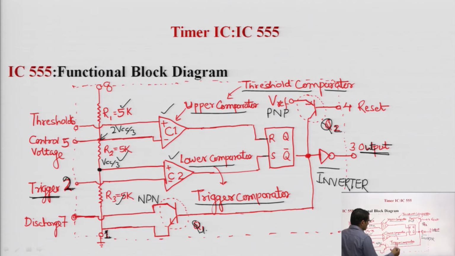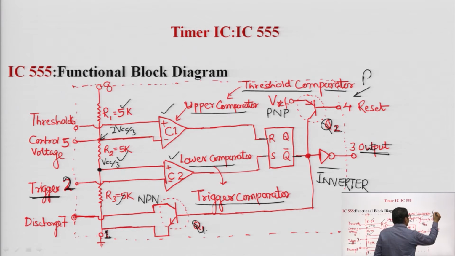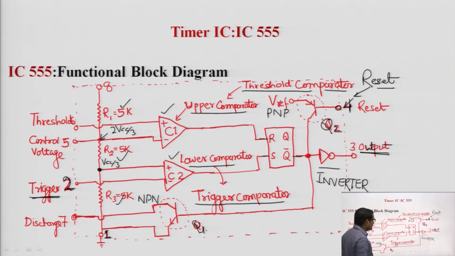Pin number 4 is used for reset. When pin number 4 is activated, it resets the timer circuit, the IC 555 timer. Pin number 5 is the control voltage. Here it is connected to the inverting terminal of comparator C1, or the threshold comparator.